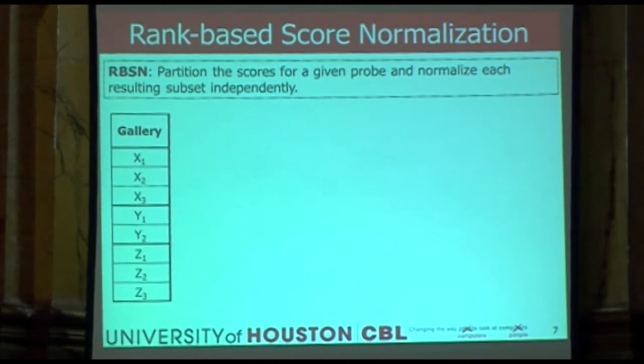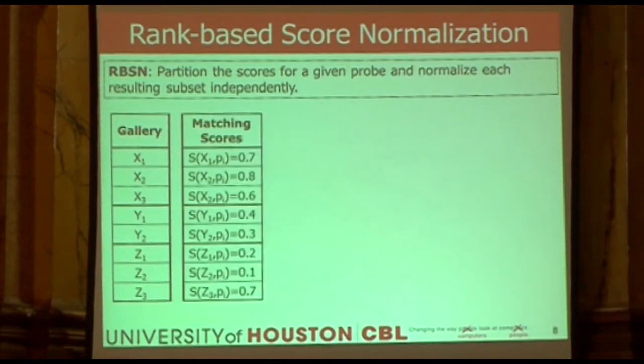Each letter denotes the identity of a subject. So we have X, Y, and Z, 3 subjects. Each subscript denotes the identity number of a sample. So for X we have 3 samples, for Y 2, and for Z 3. When a new probe is submitted to the system, we compare it against the samples in our gallery and obtain a matching score. These are the scores that we might obtain for this particular case.